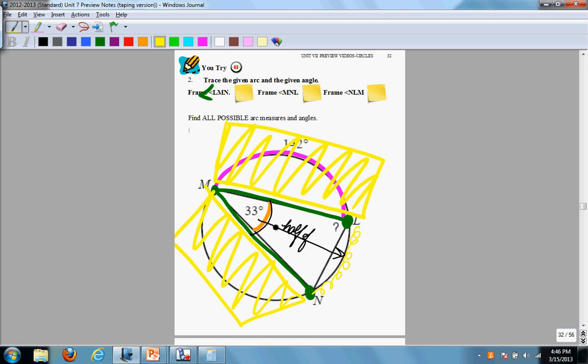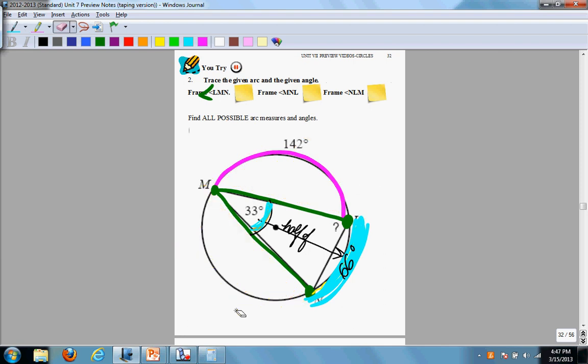So all we have to do there is take that 33, and now we double it. So we take that 33 because it's half of something, and we times by 2. So our arc here is 66. So back here is 33. That is going to be 66. So now we're done with the first one. We're supposed to find all possible arcs and angles. So we just found that one, so cross it out.